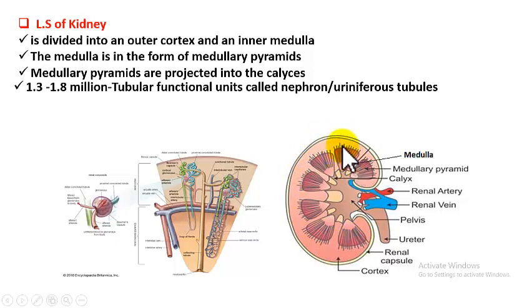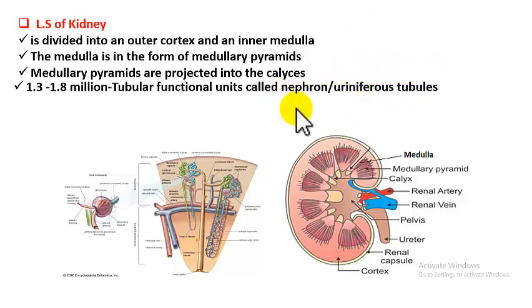This medulla has pyramid-like structures and they are called medullary pyramids. These medullary pyramids, if you see, are projected into stalk-like structures. See here, every pyramid has a stalk under it, and these stalk-like structures are called calyces. Now, where does the filtration take place in kidney? Filtration takes place in the functional units of kidney. Actually, like the lung, our kidney also has functional units called nephrons, and these nephrons are also called uriniferous tubules because they make urine.